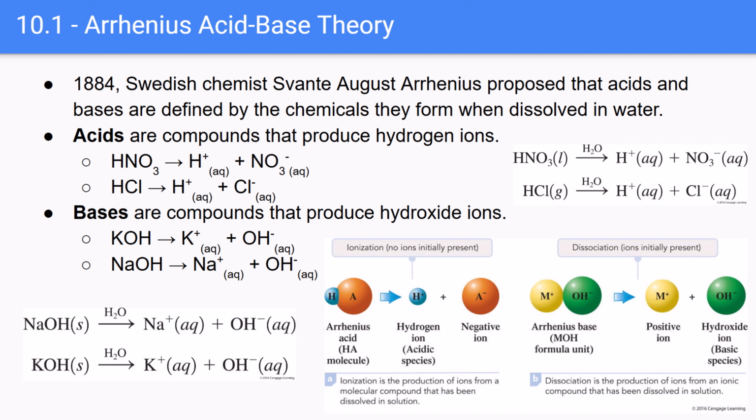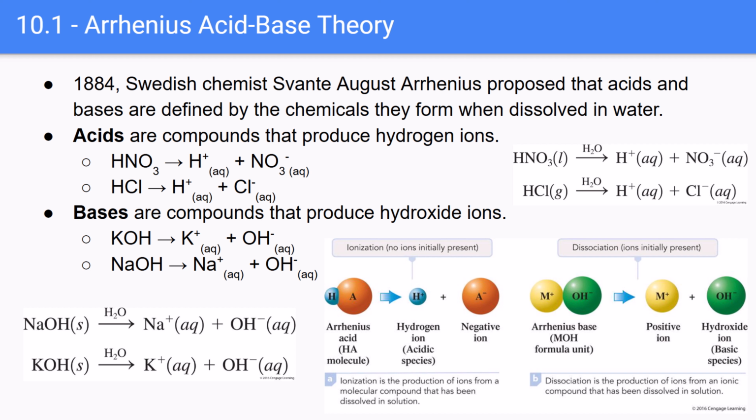So for example, if I take HNO3 and I put it into water, it will dissociate. It will break down into its ions of H plus and NO3 minus. The fact that it gives off that H plus ion is an indication that this is an acid. HCl is another example. When we put HCl into water, it breaks down into H plus and Cl minus. The exact same process occurs. We get an H plus ion as a result of that. Bases, however, are compounds that produce hydroxide ions.